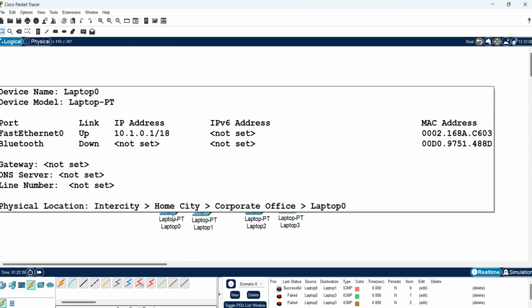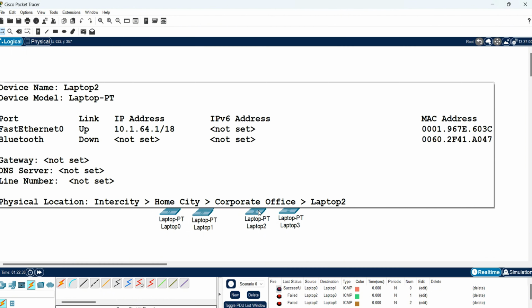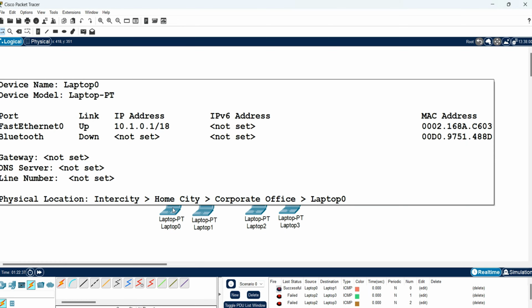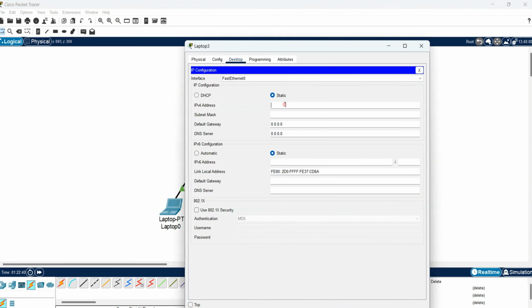So look at this one. This is 10.1. Look at this. This is 10.1, right? Let me just see. Okay. And look at this one over here. 10.1. Oh, look. Okay, 10.1. This is 64. So this one is what? 127.254. All right. So this one is a 255.255.192.0. Now it's going to be fine.